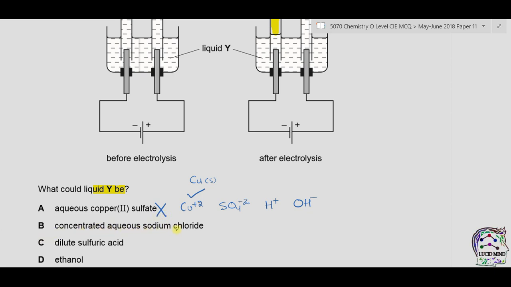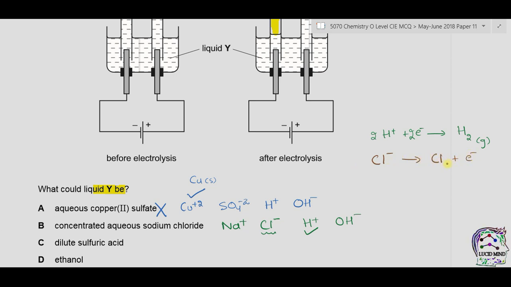Part B is concentrated aqueous sodium chloride. Now we have sodium ions and chloride ions that are present in larger amount as it is concentrated. We also have H+ and OH- from water. Now among cations, H+ is easily discharged as compared to Na+ from the discharge series. So we can say that hydrogen gas is formed at the cathode. The reaction will be like this. We have H+. It will gain an electron to form hydrogen. Now among anions, the concentration of chloride is higher than the concentration of OH-. So therefore chloride ions will move towards the anode and they will lose electrons to form chlorine.